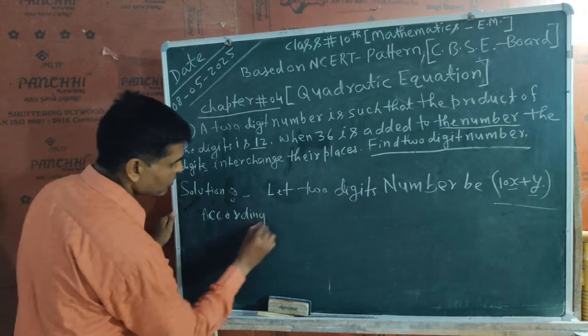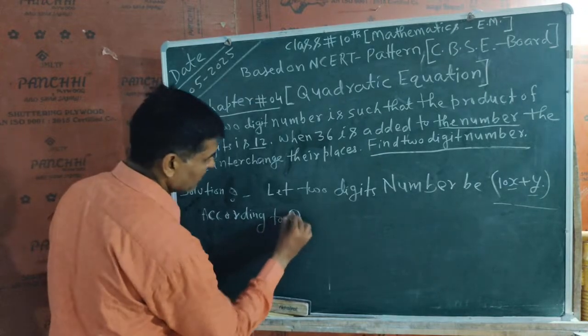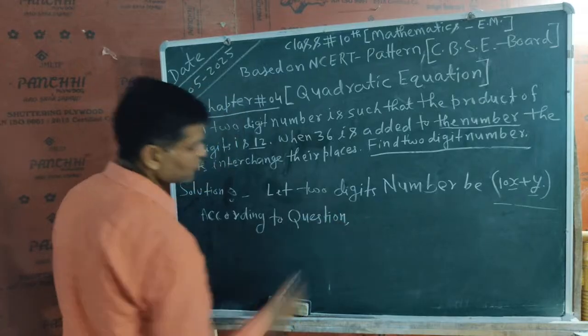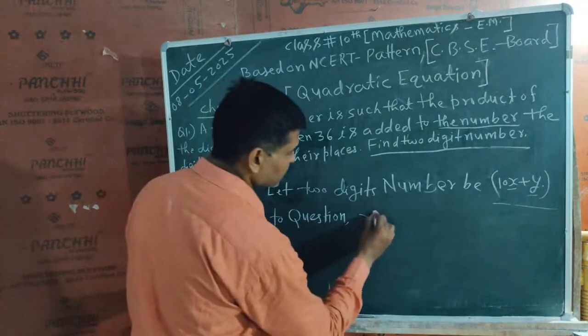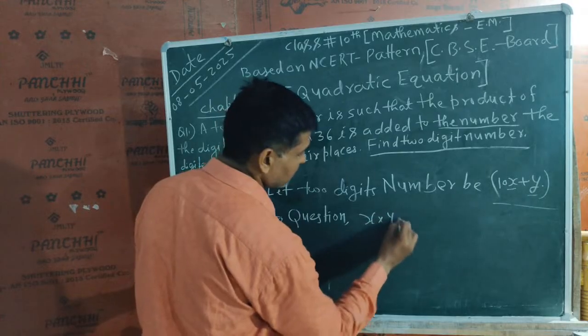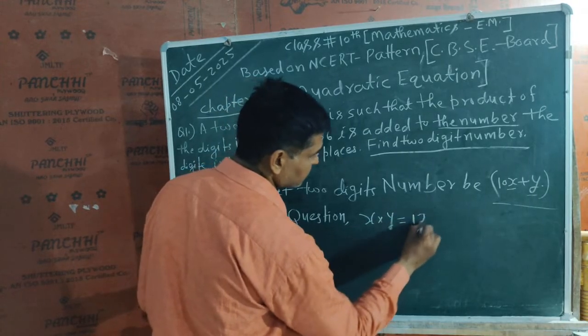According to the question, I have to write the product of two digits. One digit is x and the other digit is y. The product of the two digits is given as 12.